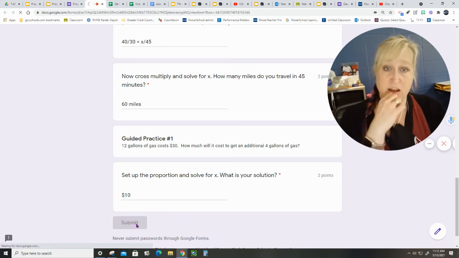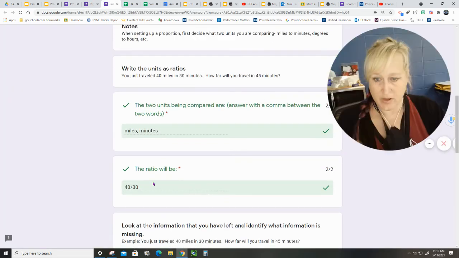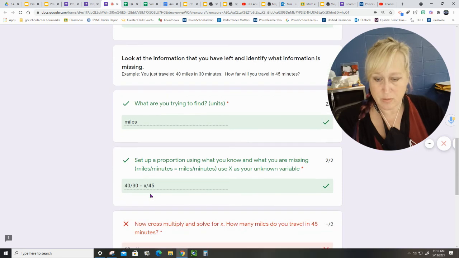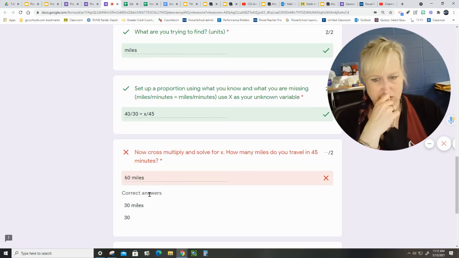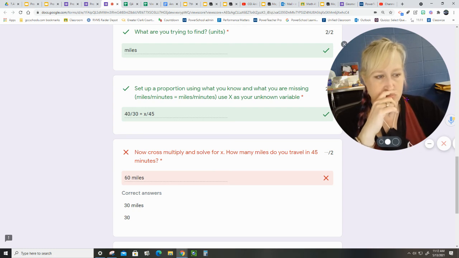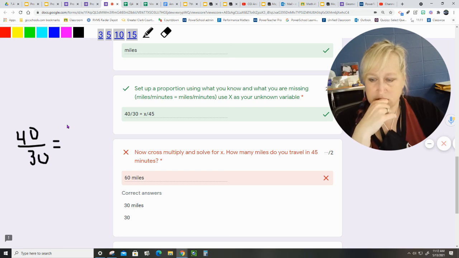Let's verify that I have all of my answers correct so that your notes should reflect that. Okay, what did I type wrong? Miles, minutes, 40 over 30. Miles, that's right. Oh, did Miss Began do math wrong? Okay, so let's work that out. 40 over 30 equals X over 45. Did I set it up wrong?